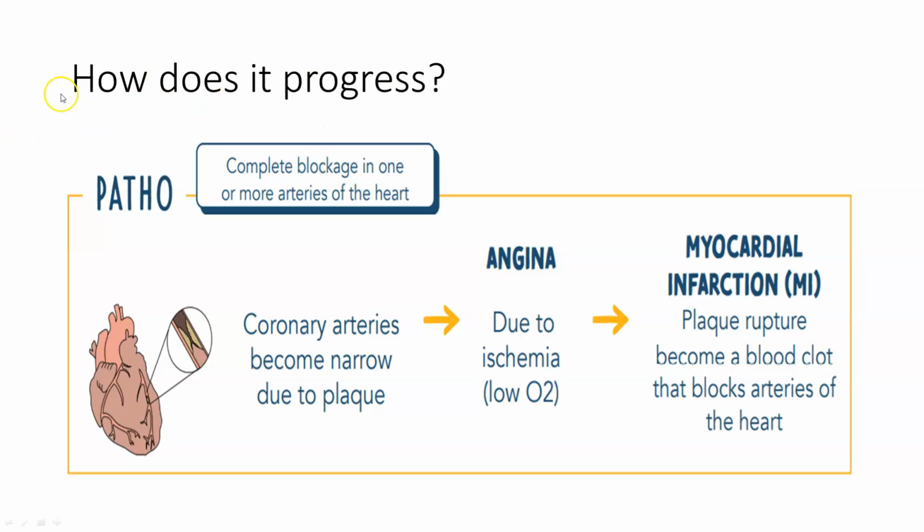So the progression, the patho, is pretty straightforward. You have your coronary arteries. We have some changes either in the structure or the function of the heart. We have bad lifestyle choices, bad modifiable risk factors. We develop plaque. That plaque leads to occlusion. That occlusion leads to ischemia, which we're going to call angina. And then if left untreated, that chest pain, that angina, is going to turn into a myocardial infarction.